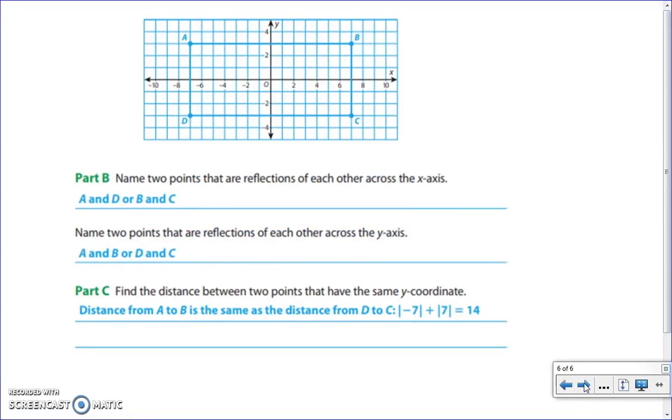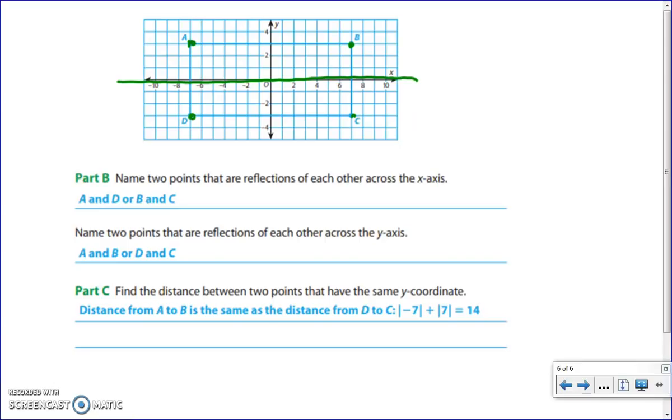Finally, it says name 2 points that are reflections of each other across the x-axis. So if this is the x-axis and I folded along the x-axis, I want to know points that would land on top of each other. So you could say point A and point D are opposites of one another and reflect across the x-axis, or you could say B and C. Those would both be correct answers. Across the x-axis, A and B would not be good.